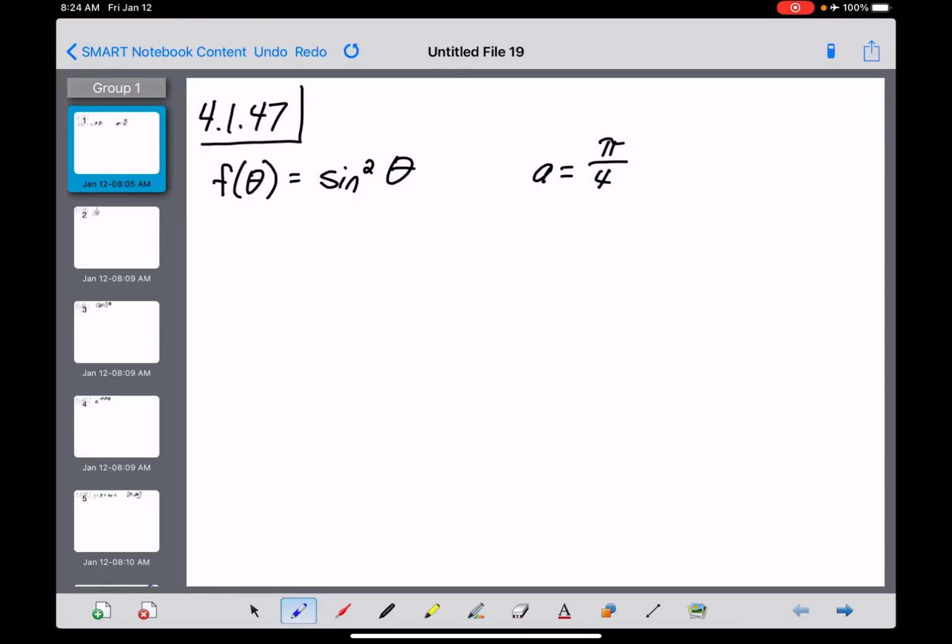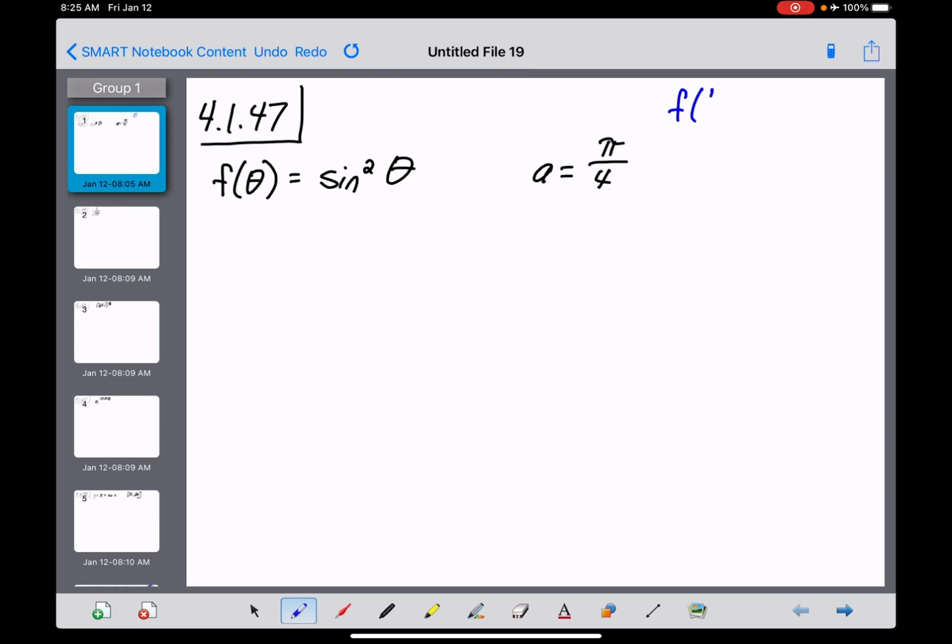Okay, in section 4.1, number 47, they're asking us to find the linearization of this function at x equals a. So we've got our function f of theta equals sine squared of theta, and our a value, which is the center of our linearization, really the point of tangency, is going to be pi over 4. So two things we need to find. One of them is the value of f of a. That's the easier part. So let me do that off to the side.